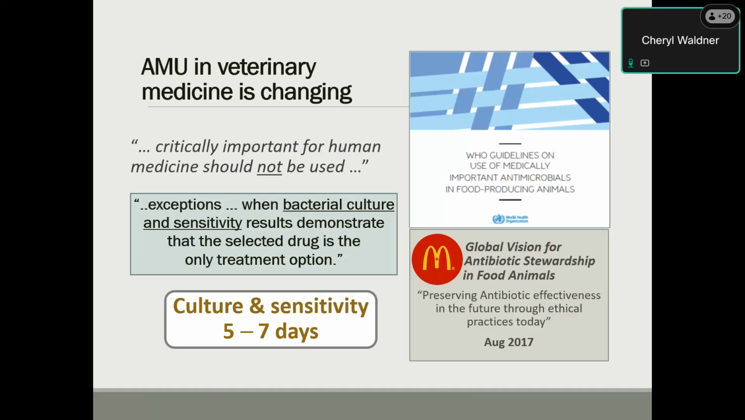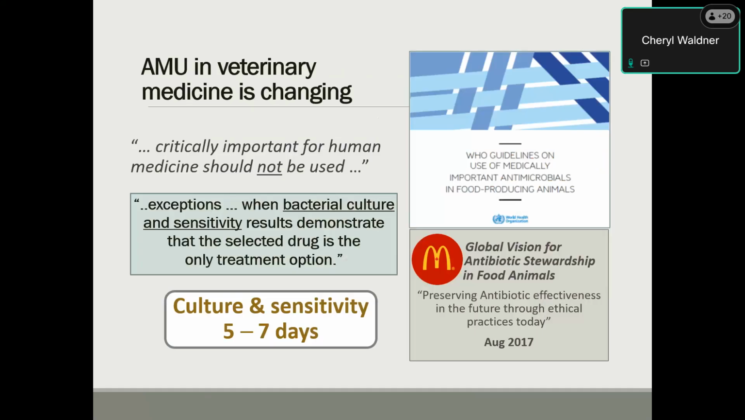McDonald's, which has been one of the true leaders, I think, in antibiotic stewardship and actually responsible animal health and welfare in the industry, has developed some guidelines around this as well.